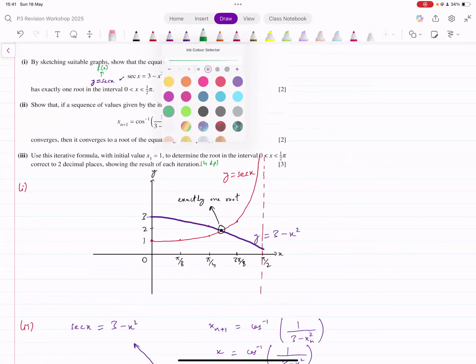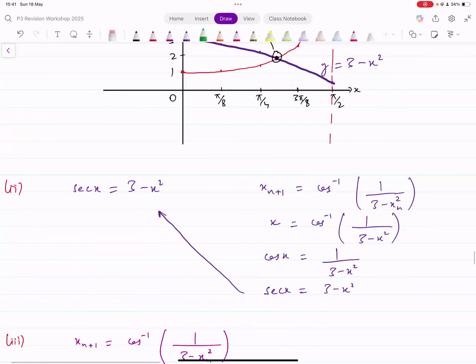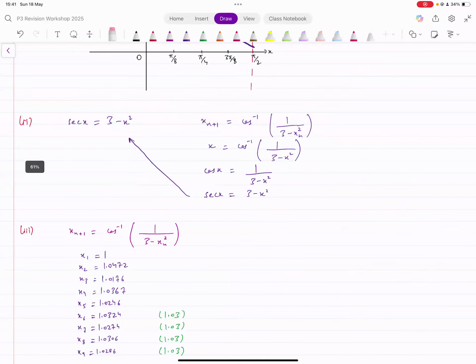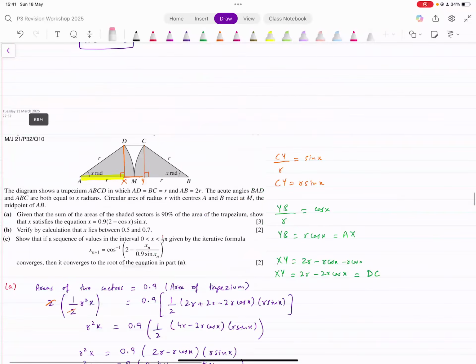How do you do that? Simplify the iterative formula, remove n plus 1, simplify everything and convert it to that form. Okay. Then you have the iterative formula. Make sure your calculator is in gradient mode.